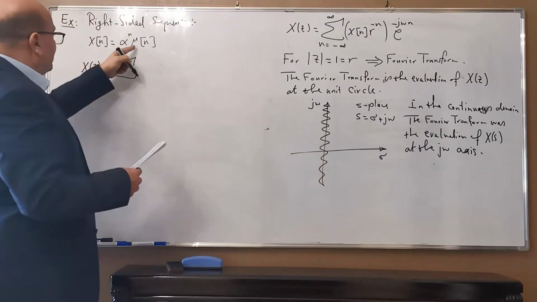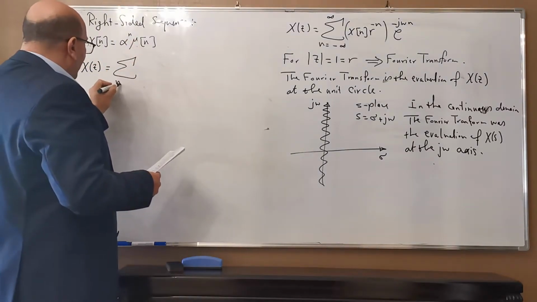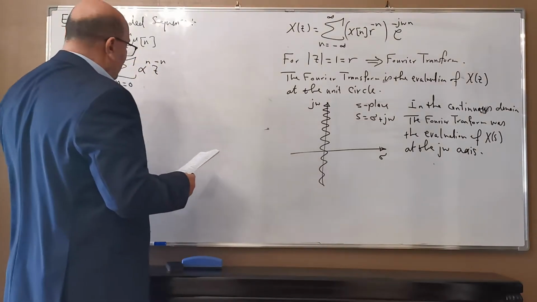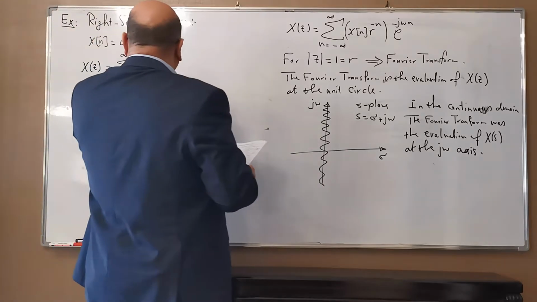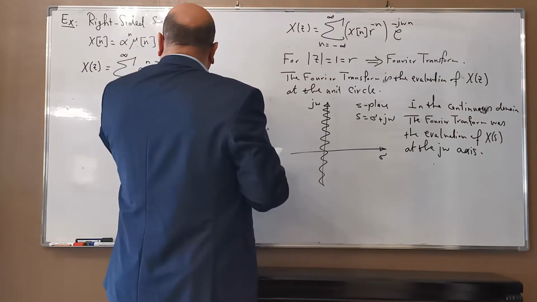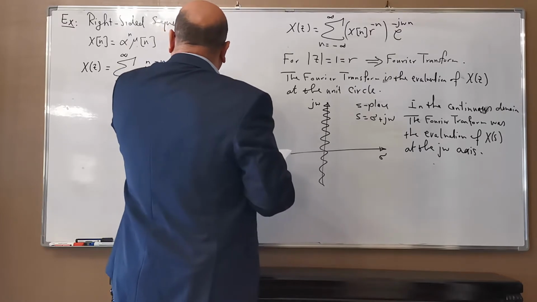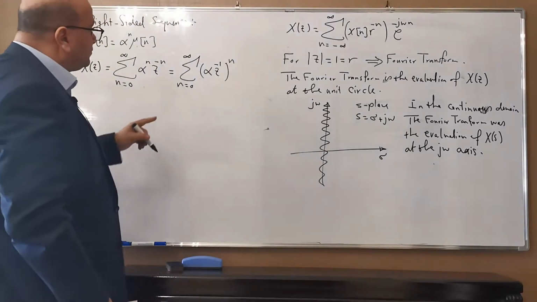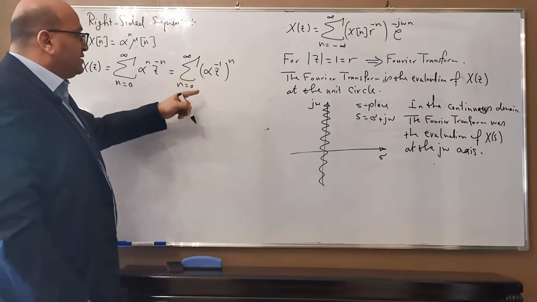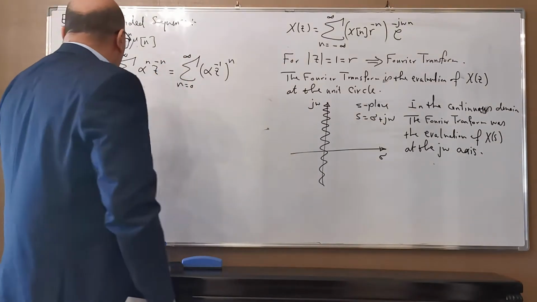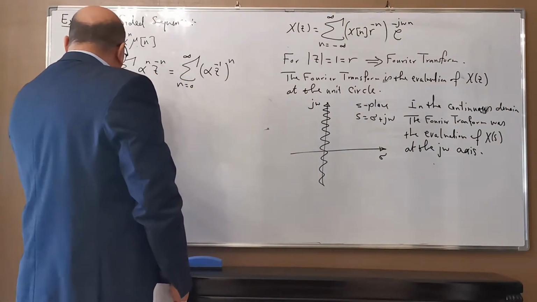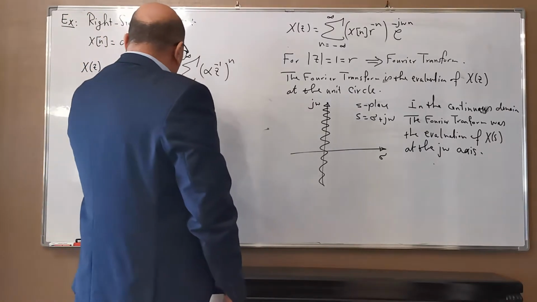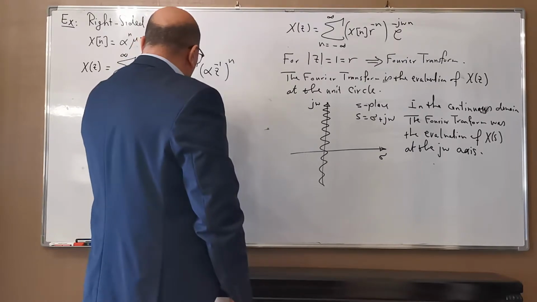I'm going to substitute x of n directly. Mu of n starts from zero, so n from zero up to infinity, alpha to the n, z to the minus n. So this is equal to the summation from n equals zero up to infinity of alpha z inverse to the power n. Now this is a geometric series from 0 to infinity, and it has the summation 1 over 1 minus alpha z inverse, taking into consideration that the magnitude of alpha z inverse should be less than 1.